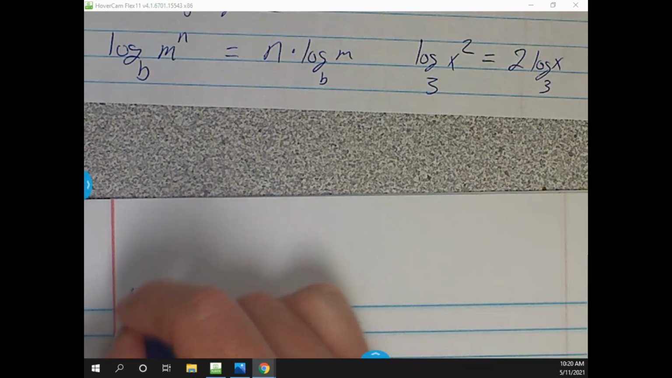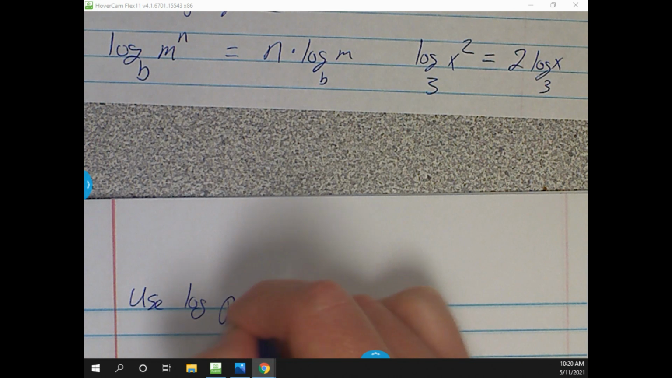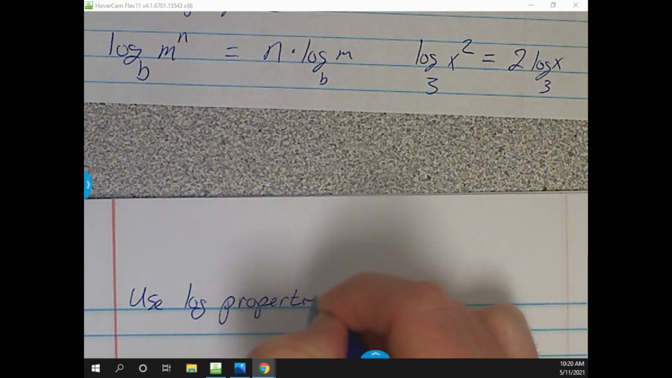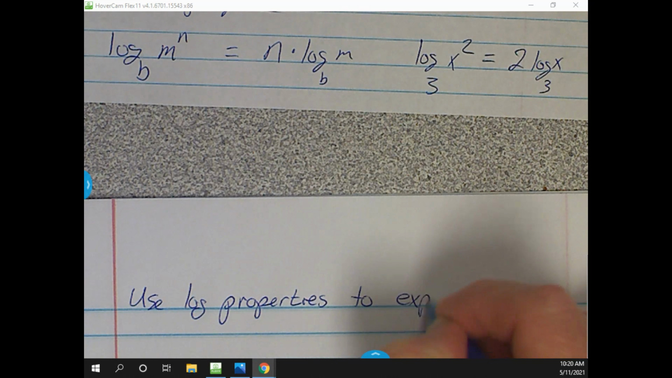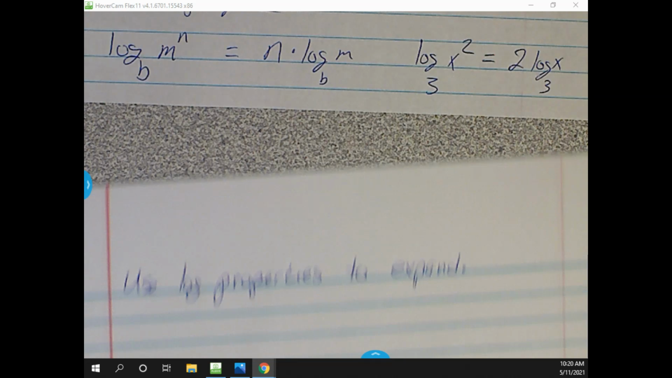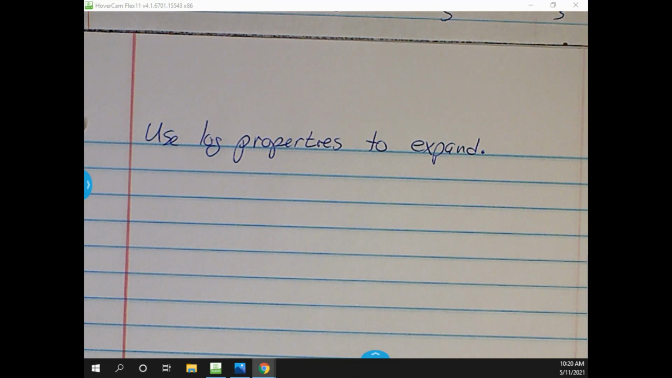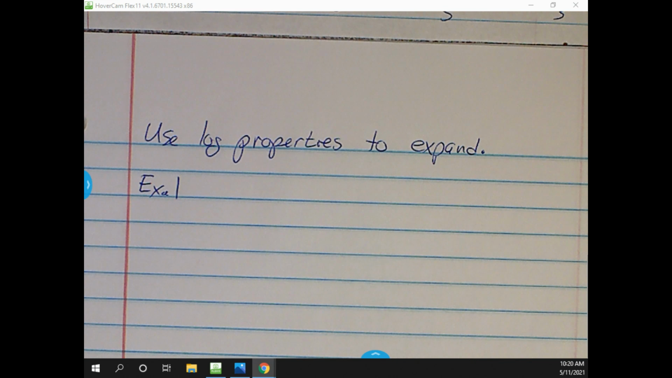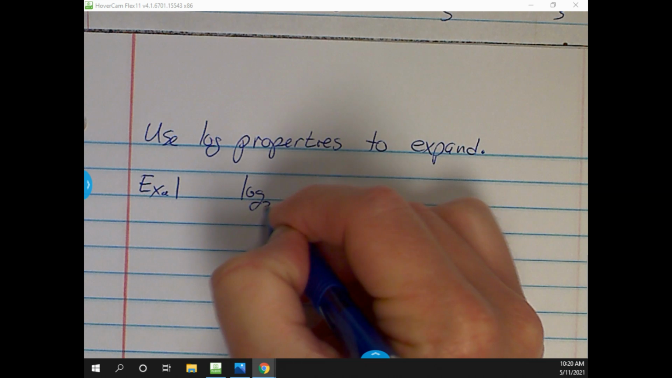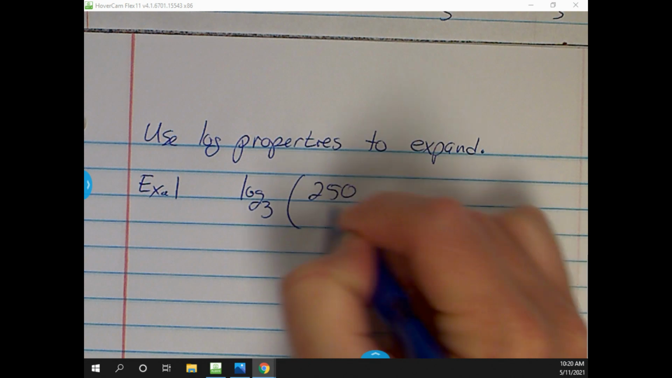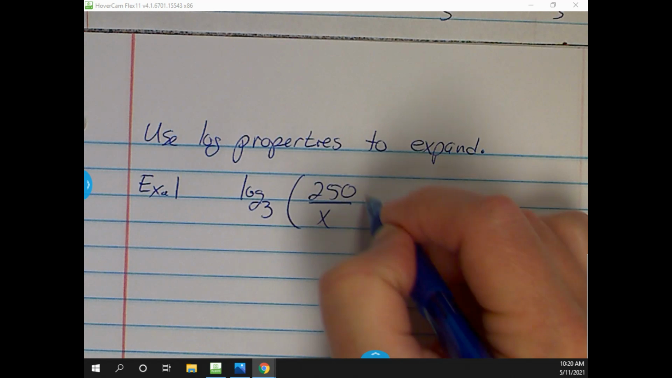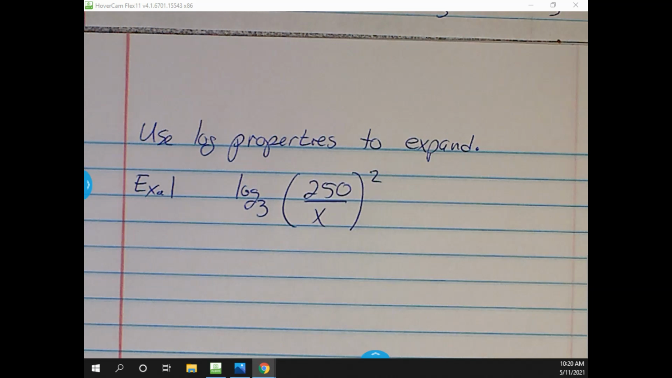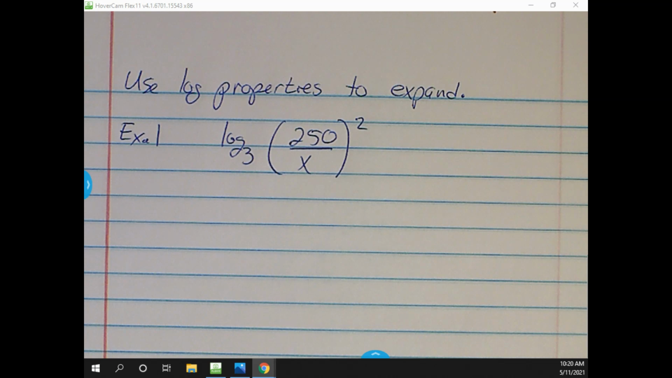So this is where they're going to tell you to use the log properties to expand. All right, so maybe something like this, where you've got log of 250 over x squared base 3.